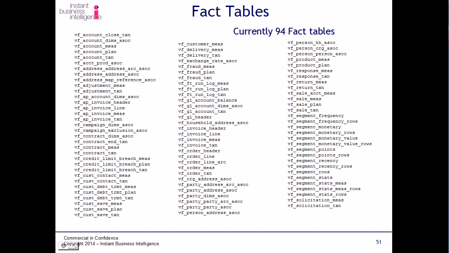For invoices, we have the invoice header, the invoice line. We have invoice measures and invoice transactions, just in case invoice transactions are different in some way, shape or form to invoice lines. Obviously, we also then have orders. So we have the order header, the order line. We also do order line archives and order measures and transactions.